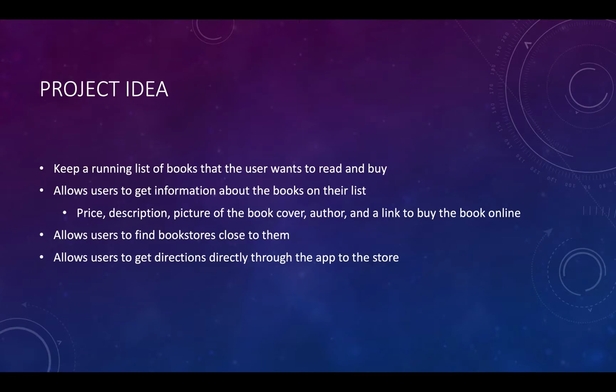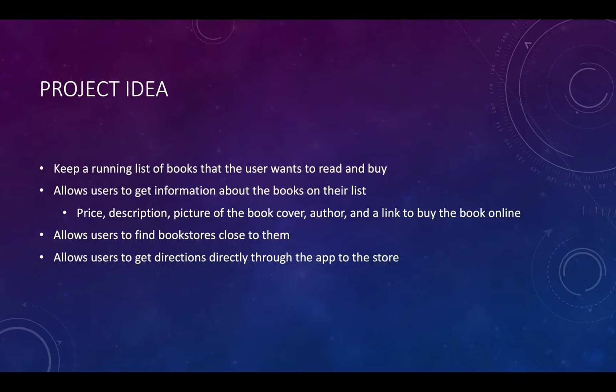What this app allows you to do is keep a running list of books that the user wants to read and buy. It allows users to get the information about books on their lists, including a price, a description, a picture of the book cover, the authors, and a link to buy the book online. It makes an API call out to Google Books and gets all this information back as a JSON.